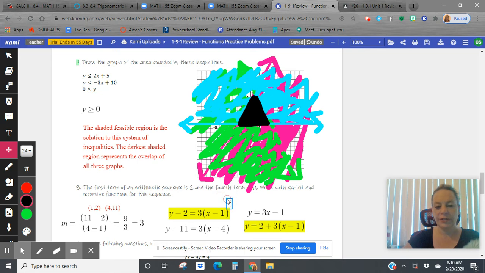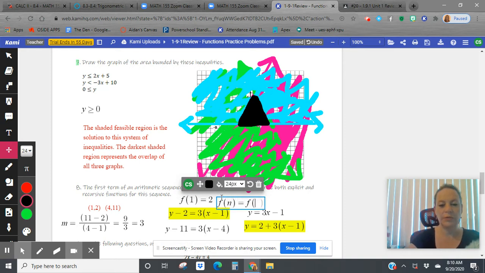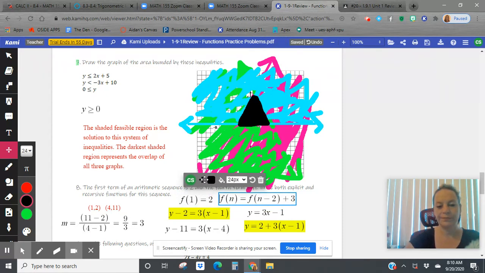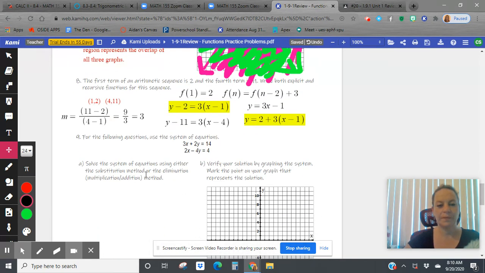To write the recursive, there's two parts. We write f of 1 equals 2. That tells us that the first term in the sequence is 2. And then f of n equals f of n minus 1, adding 3 each time. And there's my recursive.